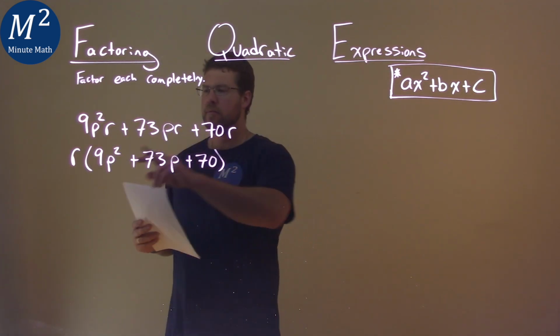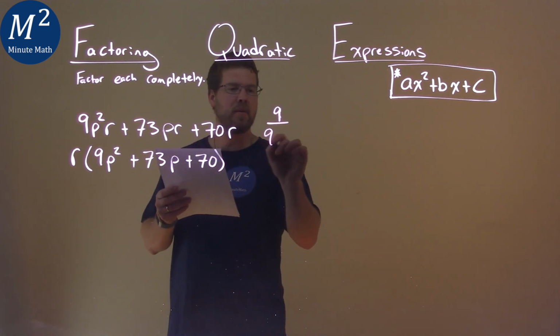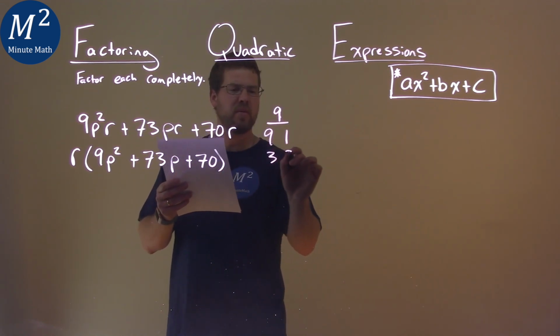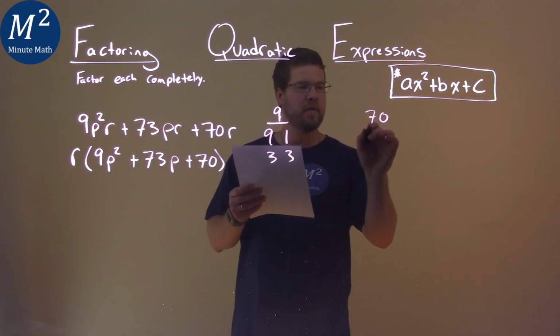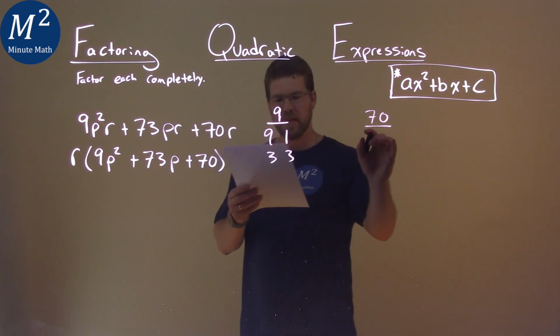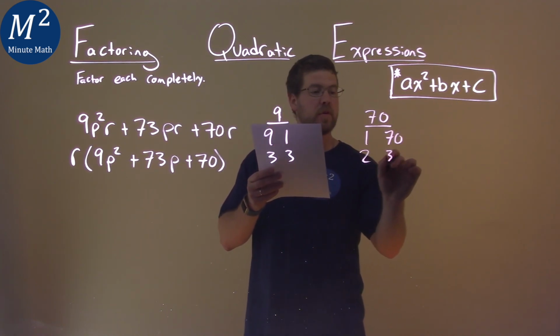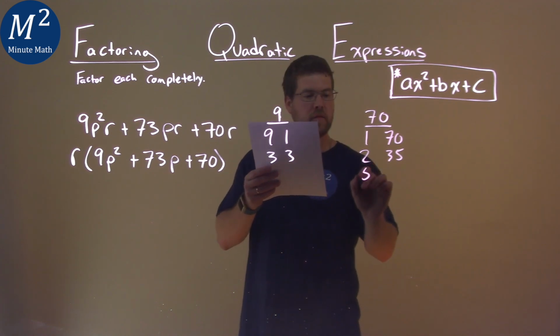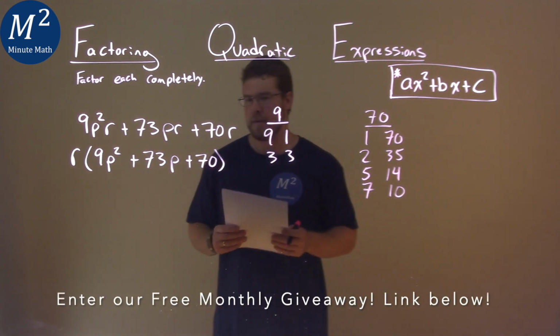Our a value, being 9, can be multiplied to be 9 and 1, or 3 and 3. Our c value, 70. There's a good list here for them. 70 can be 1 times 70, 2 times 35, 5 times 14, and 7 times 10.